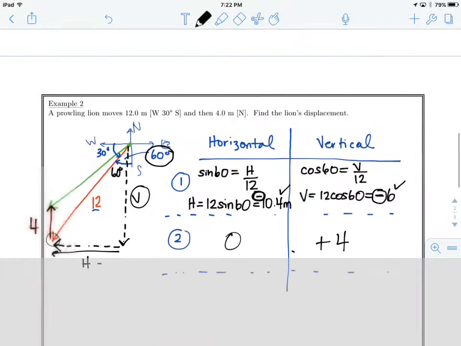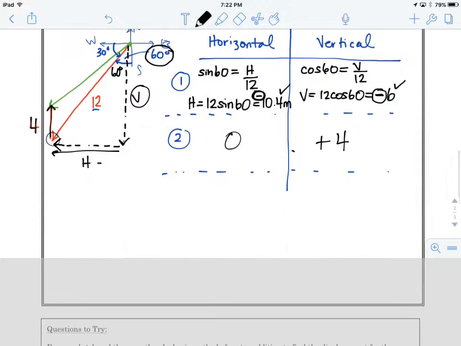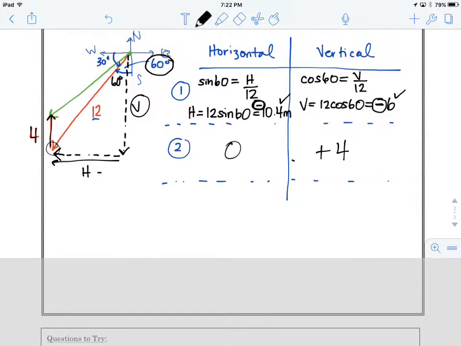Step 3 says, if we go up here, add the horizontal components, add the vertical components. These two represent the total horizontal and vertical parts. So if I'm going to add these two together, here they are. And let's observe. I've got -10.4 plus 0 gives me -10.4. Okay, so that's 10.4 centimeters. This tells me it's in the west direction. Here I've got vertical, and so I have -6 plus 4, which gives me -2. Again, this is centimeters, and it's telling me it's in the south direction.